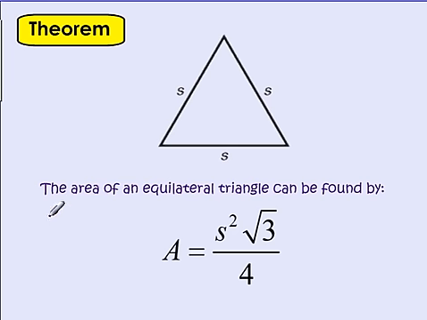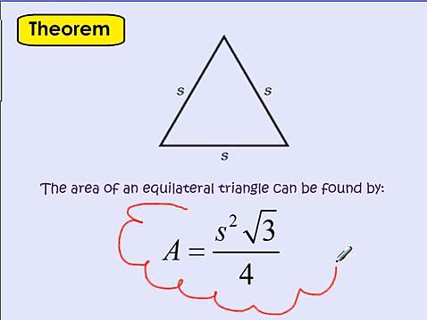Which brings us to our theorem, that the area of an equilateral triangle can be found by this formula that we just derived. So this is a nice way to find the area of an equilateral triangle when you're only given the side length. Let's try an example of this.